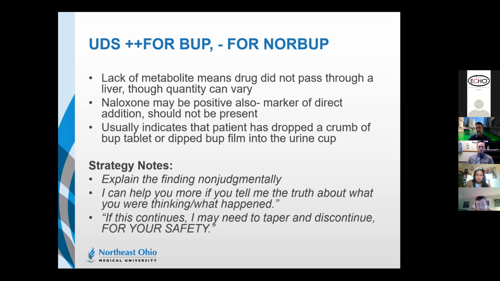Explain non-judgmentally, ask about it. Then this is, again, one of those examples of the patient not being honest and not being able to trust our doctor-patient relationship. So that would be a patient where I might say, if this keeps happening, I may need to taper, discontinue the buprenorphine, help you to get some different kind of treatment for your safety, because I can't really know what's going on with you if I'm not able to see your legitimate urine sample. Next.